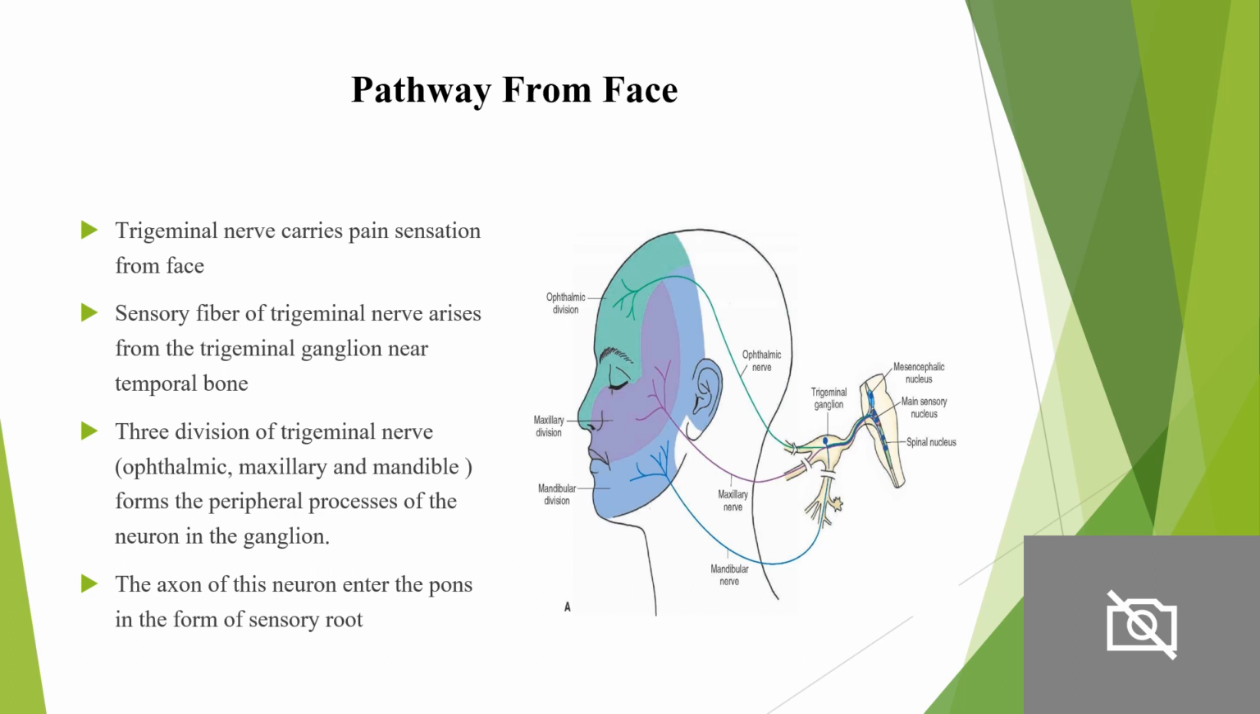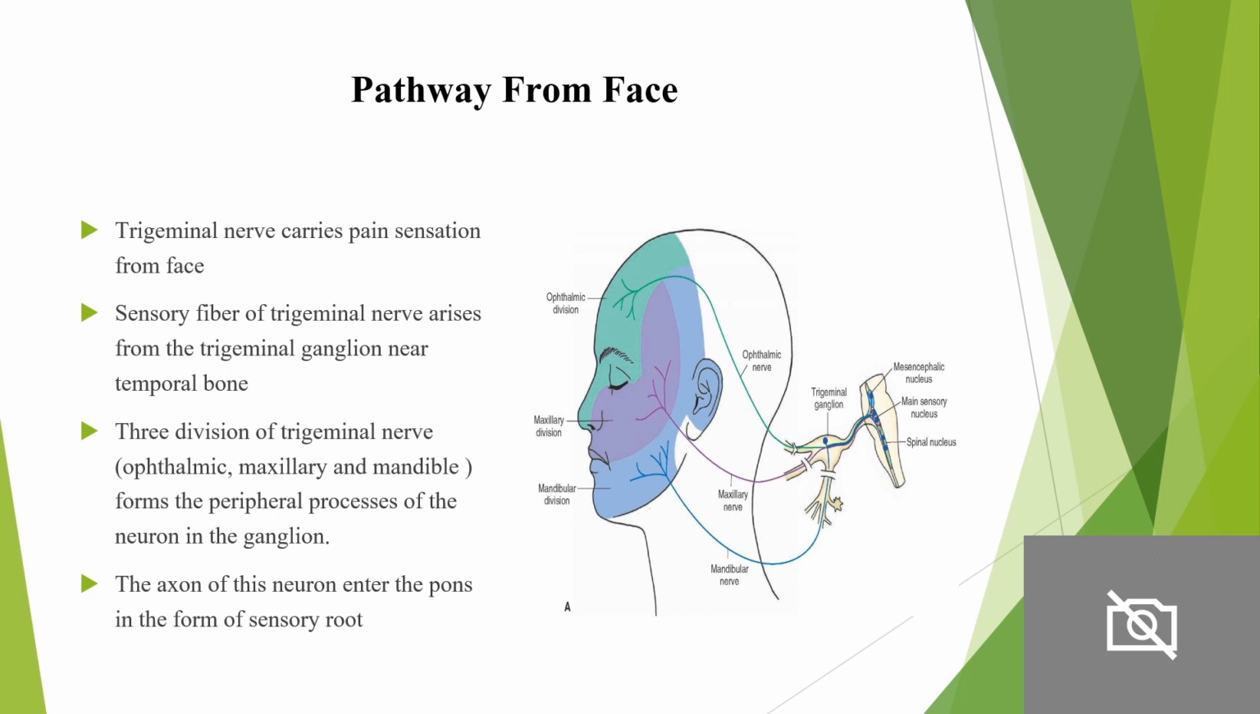What are the divisions that arise? Three divisions arise: the ophthalmic division, the maxillary division, and the mandibular division. So this is the ophthalmic division, which mostly covers the eye part. The maxillary division covers the maxillary part, and the mandibular division covers the mandibular part of the face.